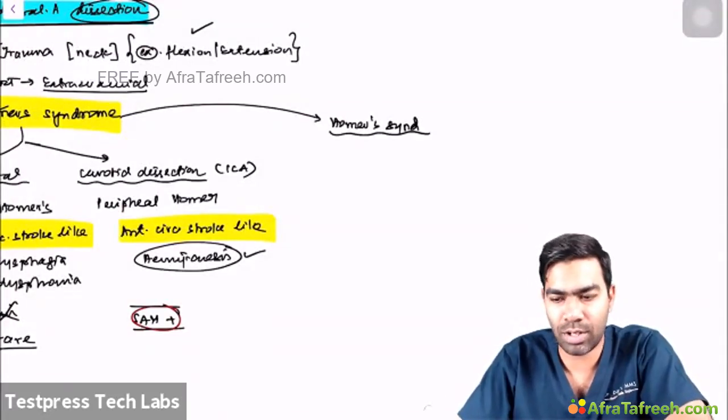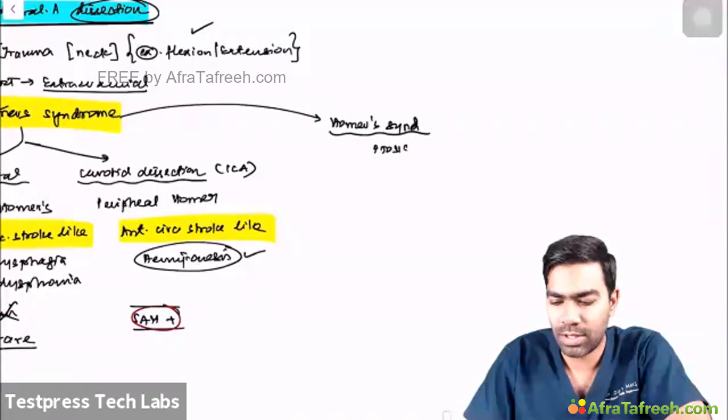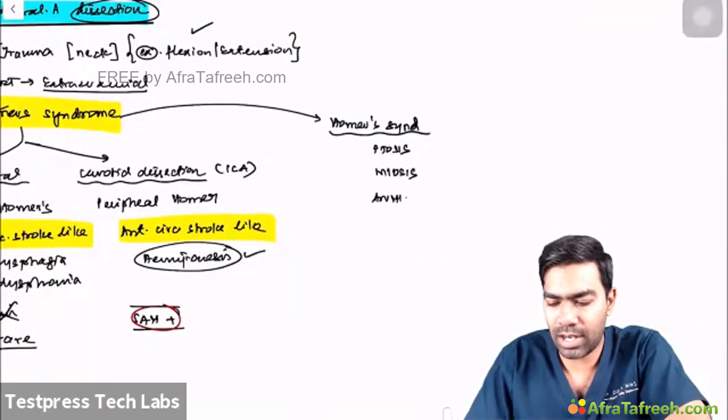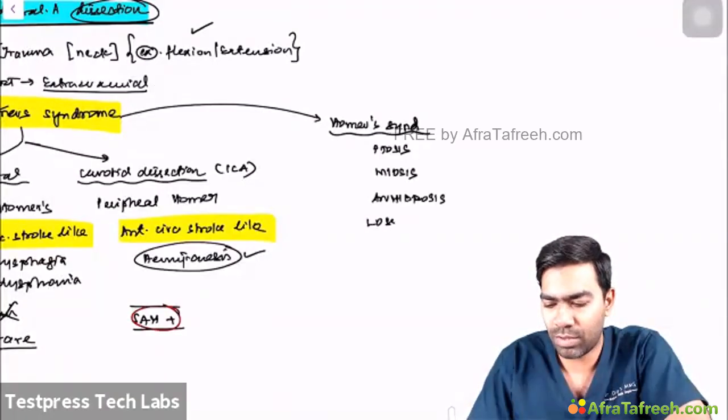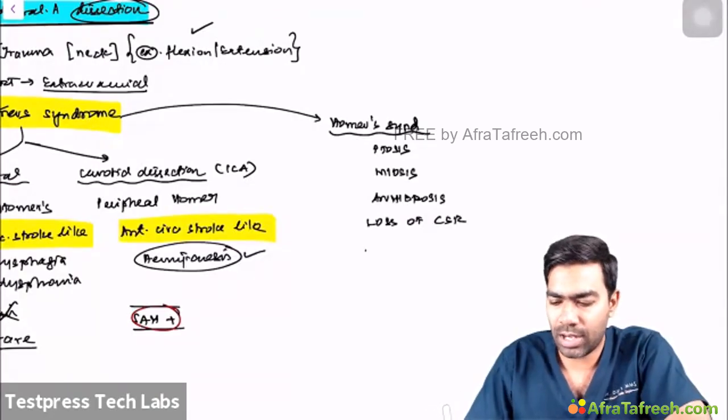What are the features of Horner syndrome? It starts from ptosis, and then it goes to meiosis. Then we have anhidrosis. Then we have something called loss of ciliospinal reflex. I'm going to write it as CSR. And you have something called an apparent enophthalmos.